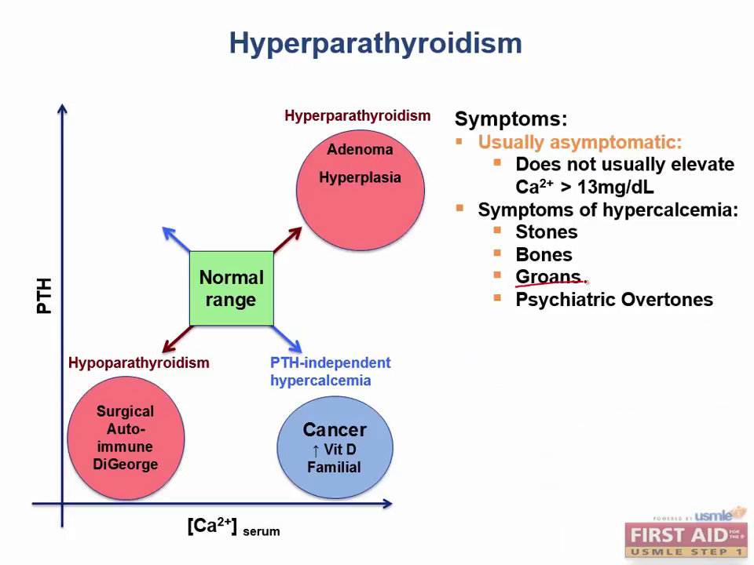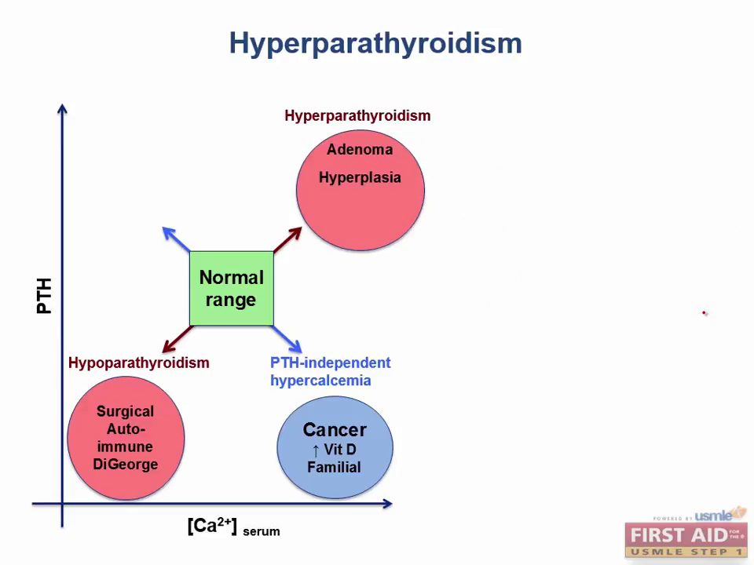Groans stand for all the groaning you do as you're trying to poop, because hypercalcemia causes some pretty gnarly constipation. Now try to get that image out of your head. And finally, psychiatric overtones stand for the psych conditions, usually depression, that often accompany hypercalcemia.